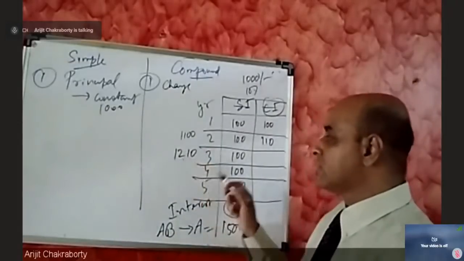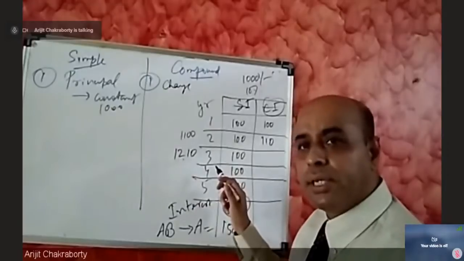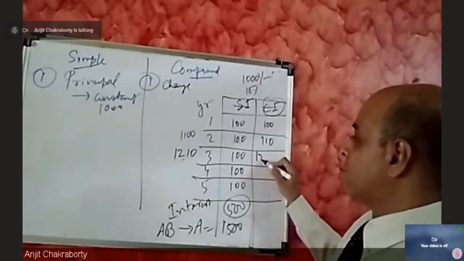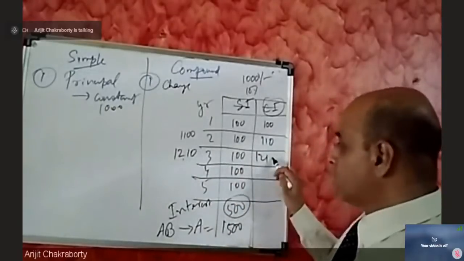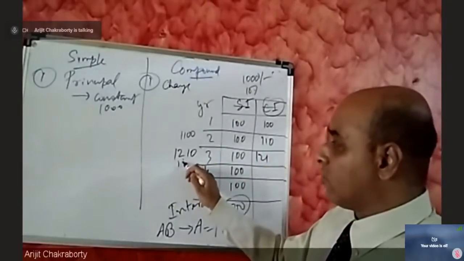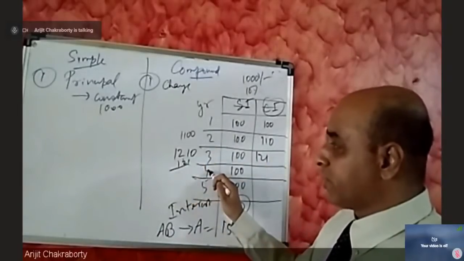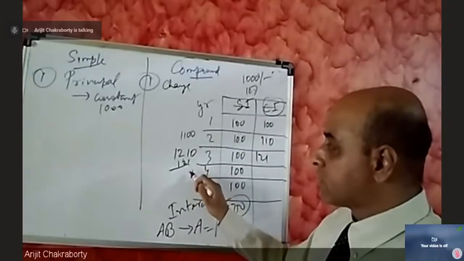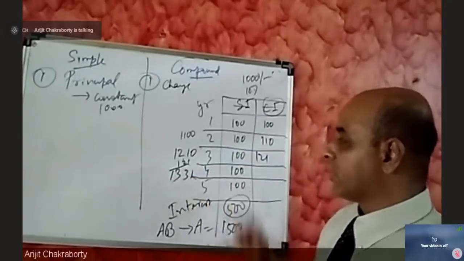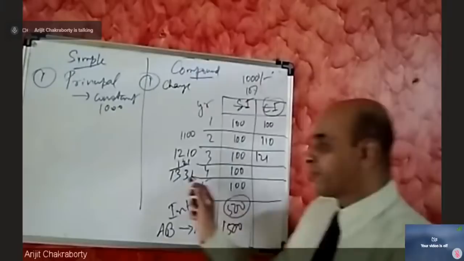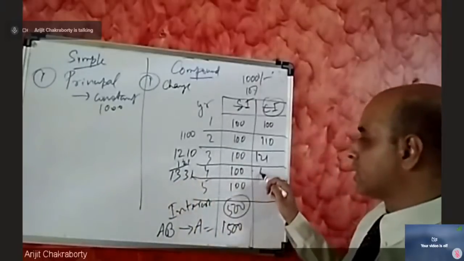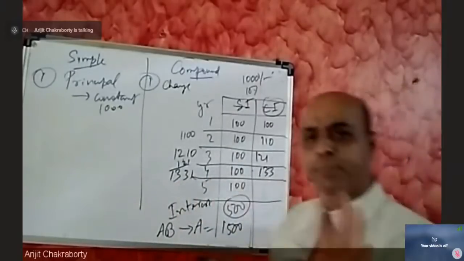On 1,210, again I will earn 10%. So, I will earn 121 rupees. This 121 rupees gets added again. So, in my fourth year, my principal becomes 1,331. On 1,331 I will earn again 10%. So, I will get 133 rupees approximately.